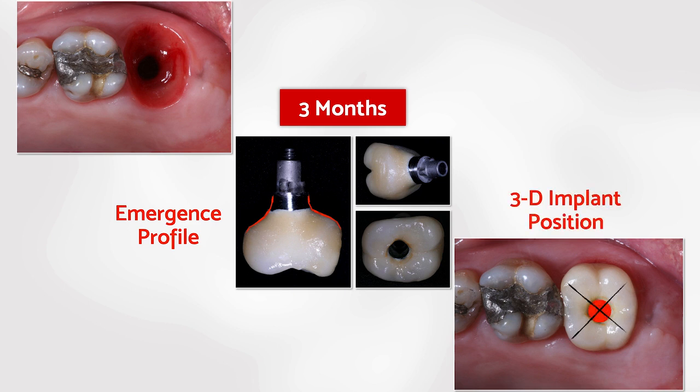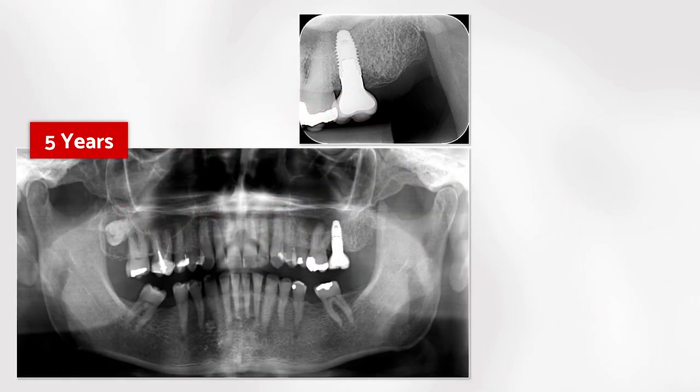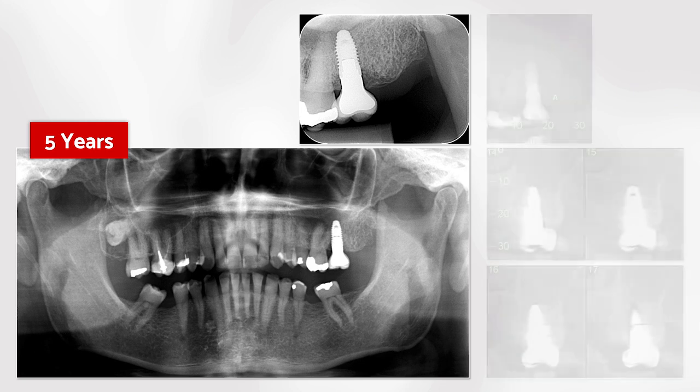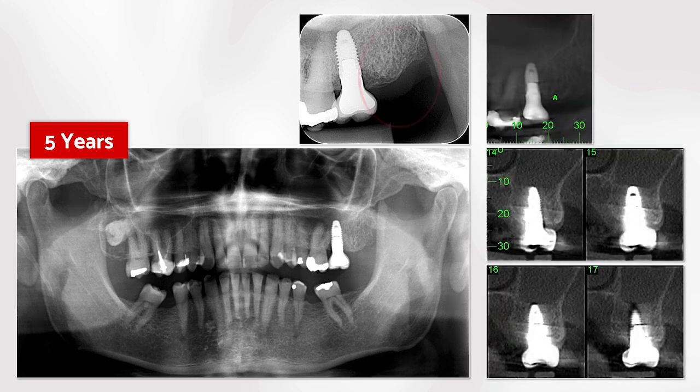And take a look at the 3D implant position, exactly in the middle of the crown. This is our target when we insert an implant in the posterior zone. 5 years post-op, here we have a panoramic radiograph and the X-ray and the CBCT scan.